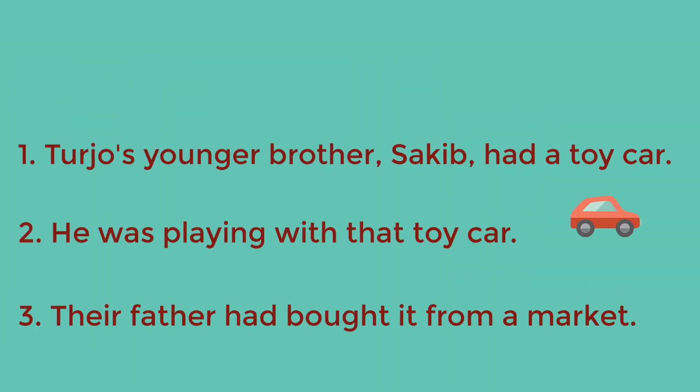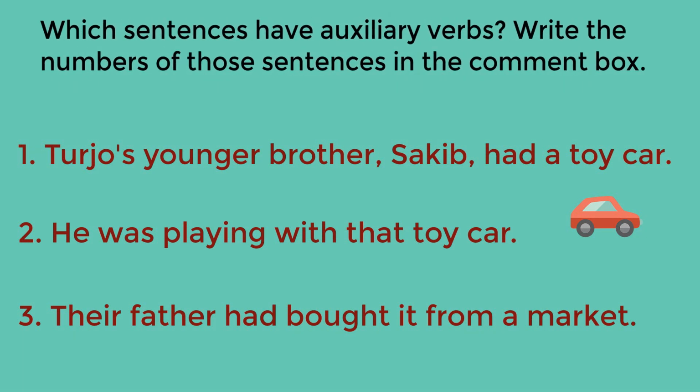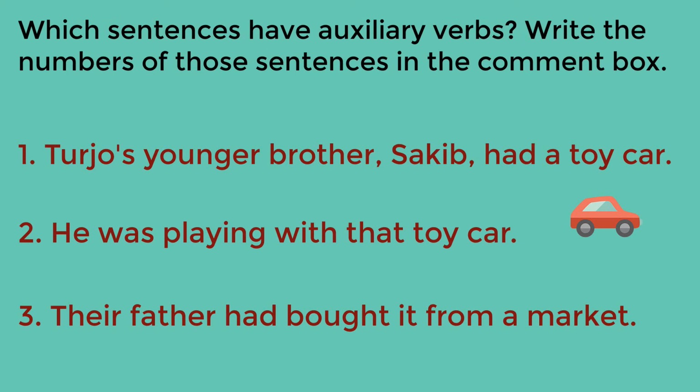Read three sentences about Turjo's younger brother Saqib. Turjo's younger brother Saqib had a toy car. He was playing with that toy car. Their father had bought it from a market. Now, think about which sentences have auxiliary verb.